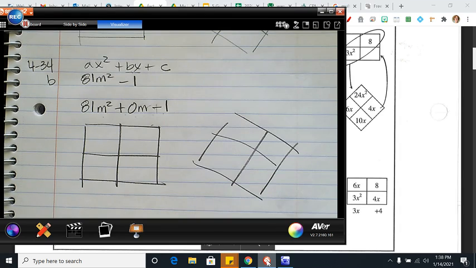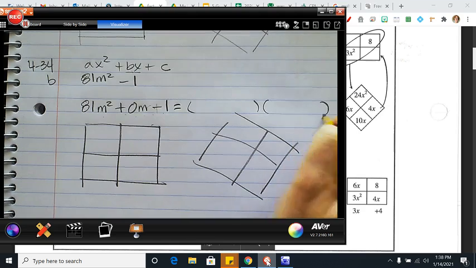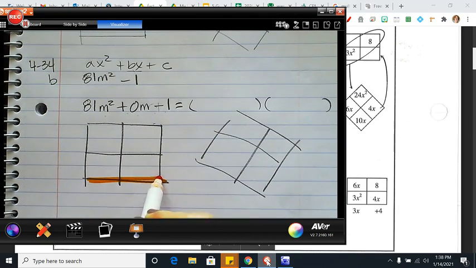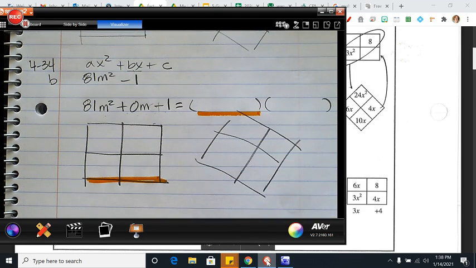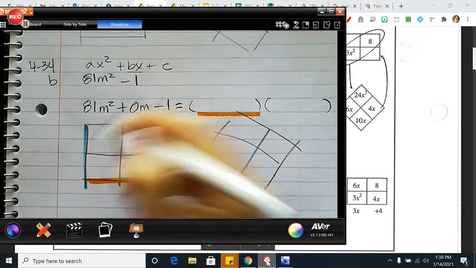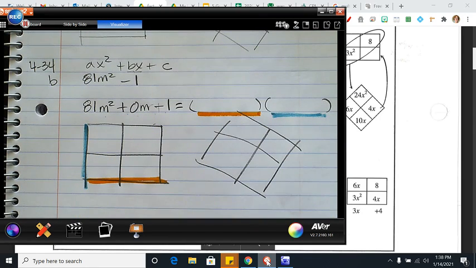Something else that I've been doing, I don't know if this will be helpful, is when you're going to write your product, the length, that's one of your factors. The width, that's your other factor. So if it helps to color code that, maybe use some color.